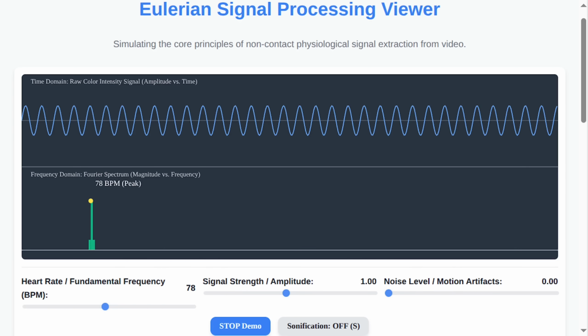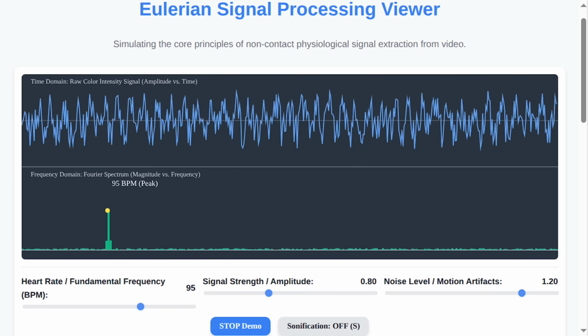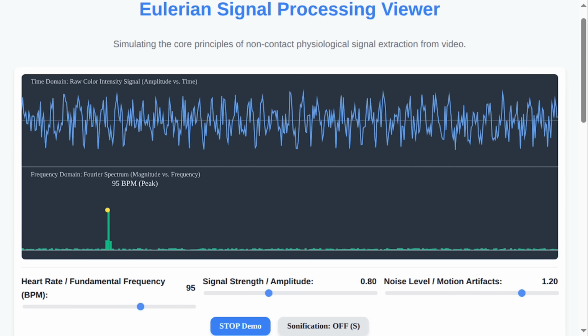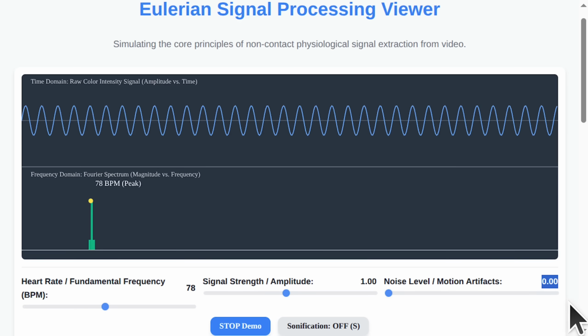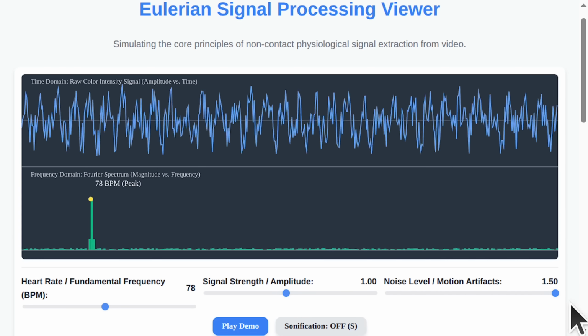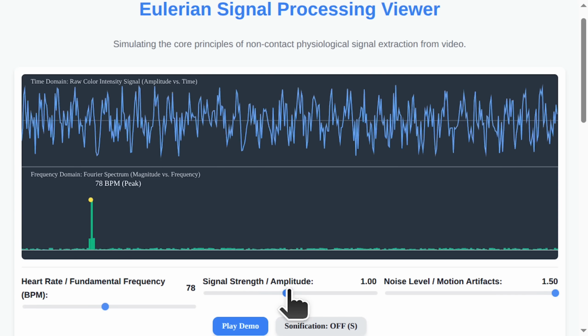Okay, what's noise level? Is that the my cat just knocked over a lamp during the video call slider? That is exactly what it is. Crank it up. See how the top graph becomes an absolute disaster? It's pure static. But look at the bottom graph. Hey, the little green mountain is still there. It's a bit shorter, maybe a little shy, but it's holding on. It's the little peak that could.